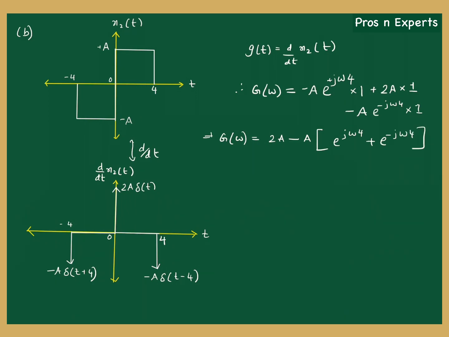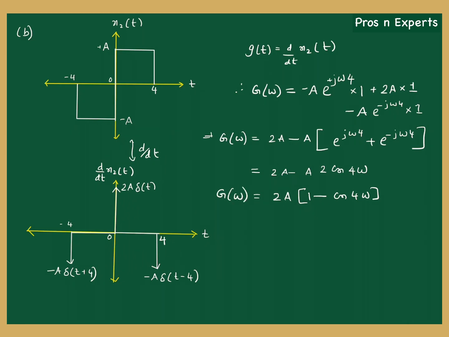That is equal to 2a minus a into, what is e raised to j omega 4 plus e raised to minus j omega 4? It is 2 cos omega 4, or 2 cos 4 omega. I can take 2a common, so 2a into 1 minus cos 4 omega. Now take it that this is g of omega.